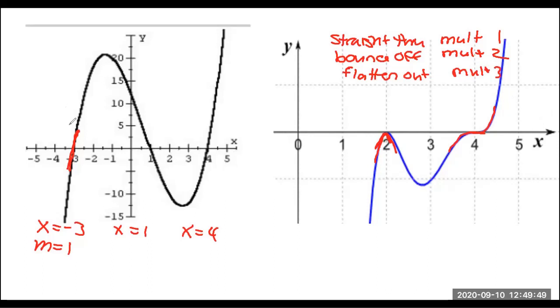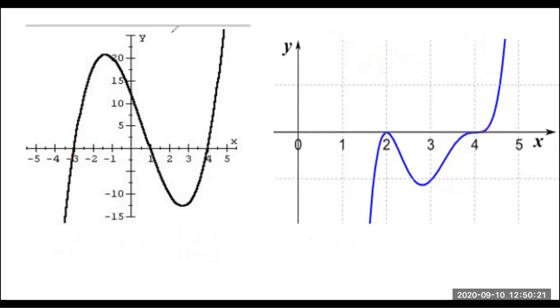So Emily, what's this multiplicity going to be for this 1? 1. And what's this multiplicity going to be for this 4? 1. And then what's the multiplicity? This x-intercept is clearly a 2. What's the multiplicity going to be? 2. And this x-intercept is clearly a 4. What's its multiplicity going to be? 3. Awesome. That's fantastic. One more time.